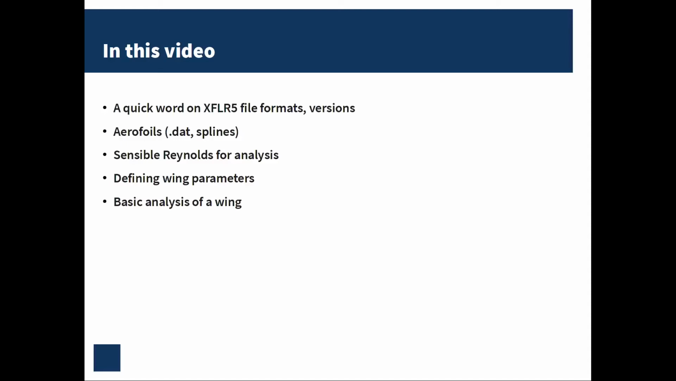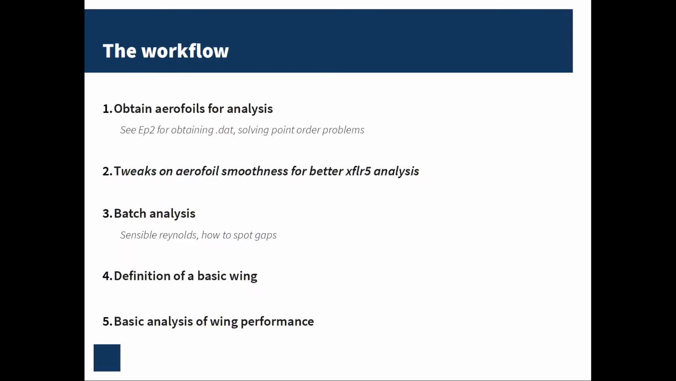Second point is with regards to aerofoils. We're going to have a look at importing .dat files and how we can use splines to our advantage, as well as some of the tools available in XFLR5 to refine some aerofoils. We'll go over some sensible Reynolds numbers for analysis, what you might want to run, and what the spacing might look like. We're also going to define a basic wing and run a basic lift analysis of a wing. The workflow for this is actually quite straightforward.